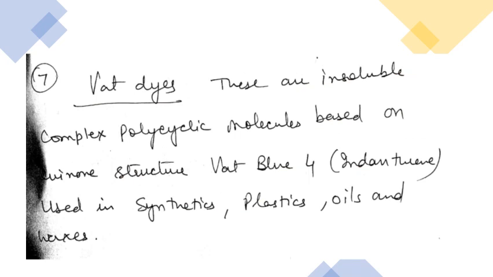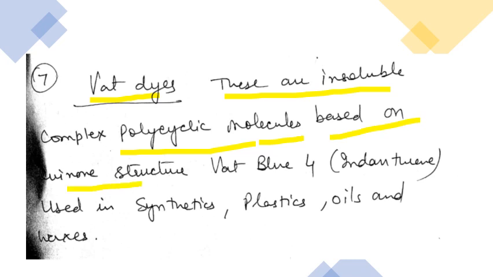So the next class is the vat dyes. These are insoluble complex polycyclic molecules based on the quinone structure. The quinone structure has one benzene ring with two carbonyl groups. Here you can see one carbonyl attached to another carbonyl group. So it is a totally insoluble complex polycyclic molecule having this quinone structure.